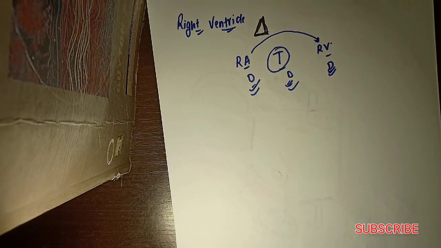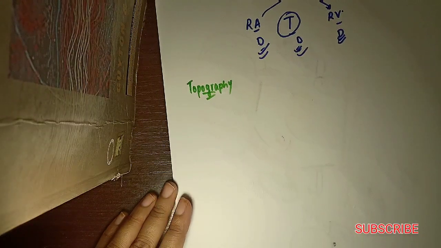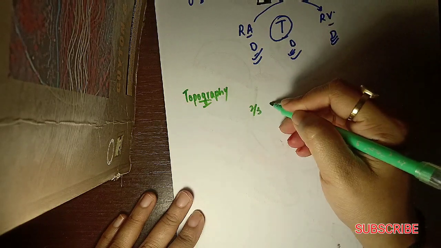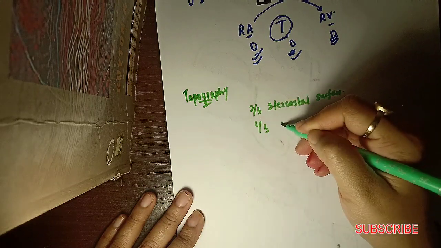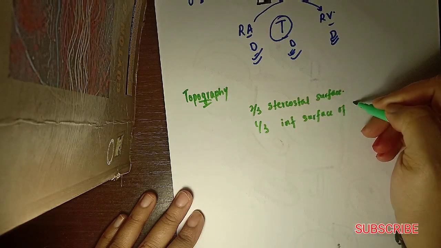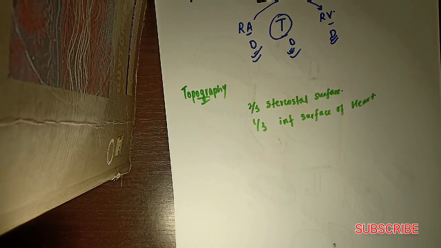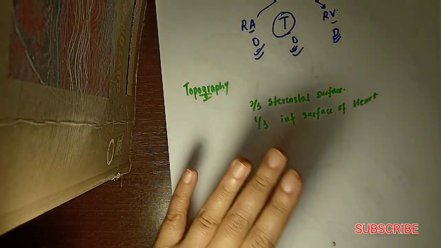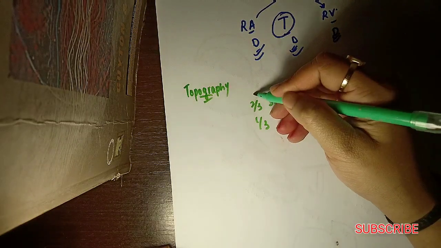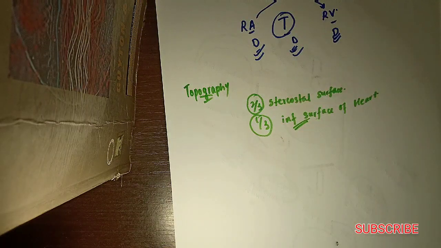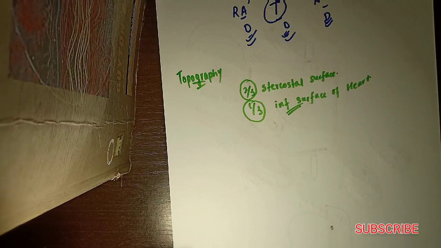Now before starting the internal structure, let's go with the topography. It is located 2/3 on the sternocostal surface and 1/3 on the inferior surface of the heart. If you didn't see our first video about the heart, please go and see it. In that video I show what the sternocostal surface and the diaphragmatic surface are. The diaphragmatic surface is also known as the inferior surface. So mostly 2/3 is sternocostal and 1/3 is the inferior surface of the heart. It consists of three surfaces, as everyone knows.